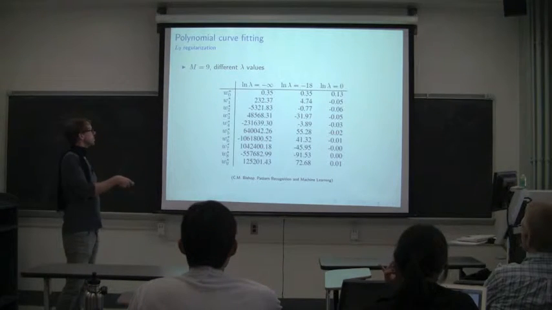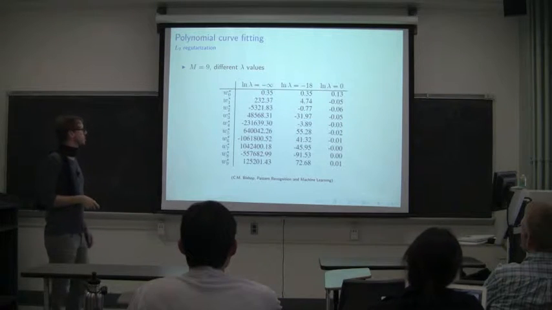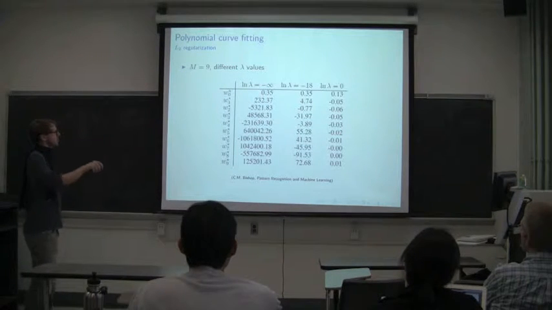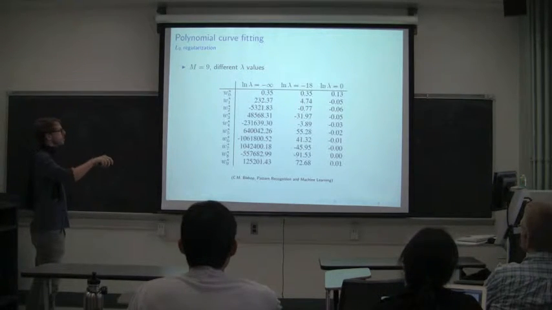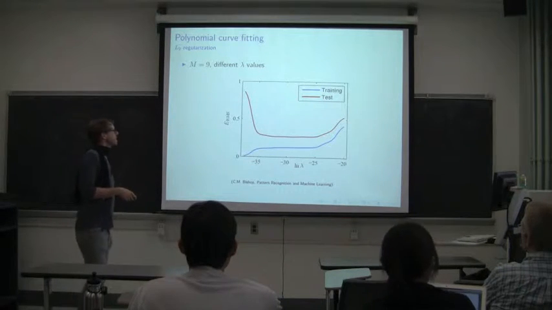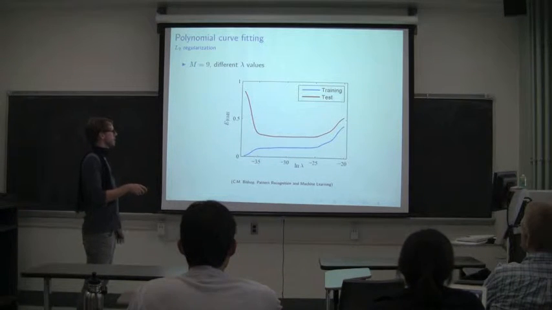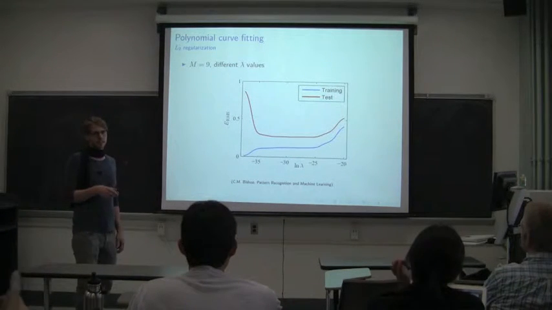This is also reflected if we look at the actual regression weights that we get. Here, all of them go to 0. And we can plot the training and test error again as a function of this regularization parameter, and we see exactly the same picture as before.